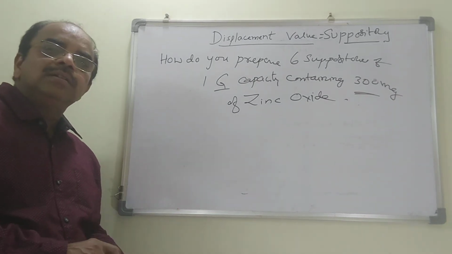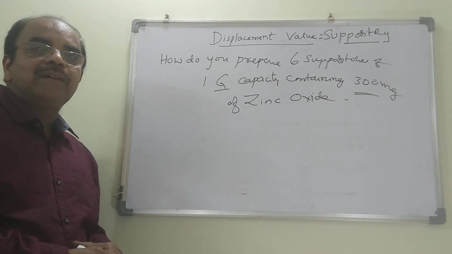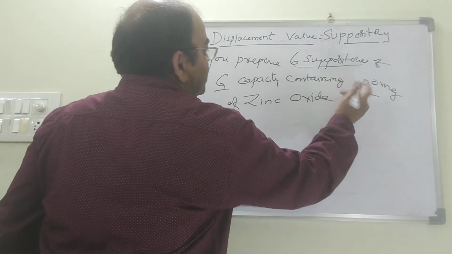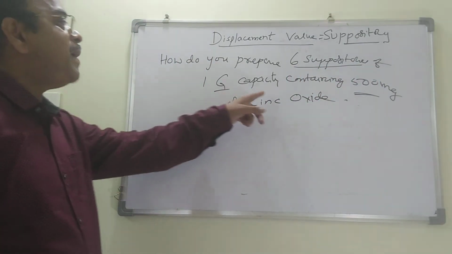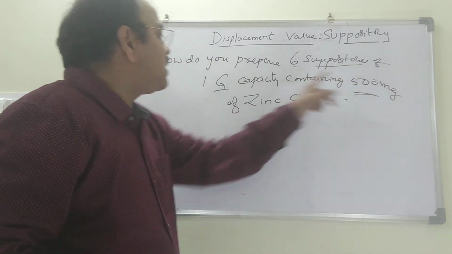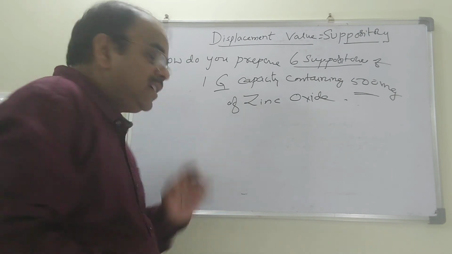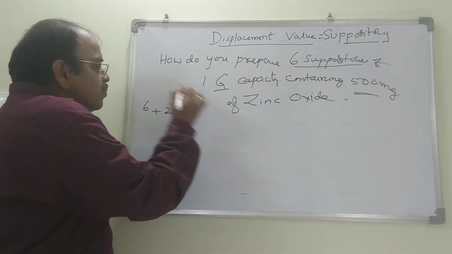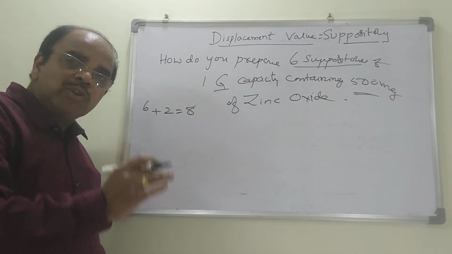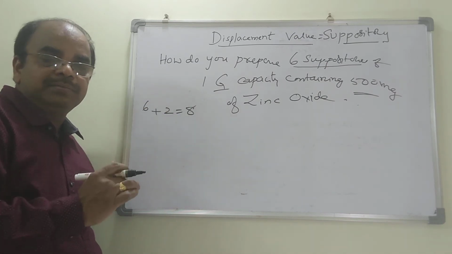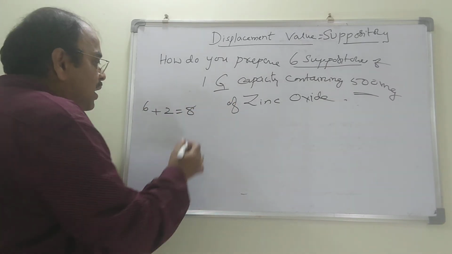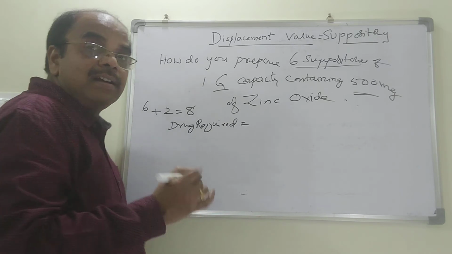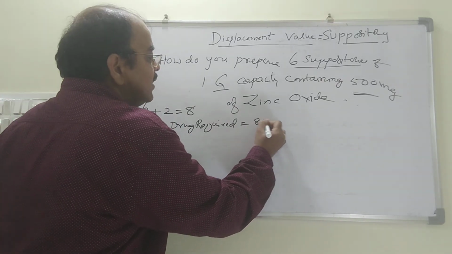One more suppository to prepare now. Preparation of the zinc oxide suppositories. How do you prepare 6 suppositories of 1 gram capacity, each containing 500 milligrams of zinc oxide? You have to prepare 6 suppositories. You plan for 2 extra. Totally you have to prepare 8 suppositories. For 8 suppositories, how much amount of cocoa butter is required? 8 grams. What is the amount of drug required for 8 suppositories? 8 into 500.